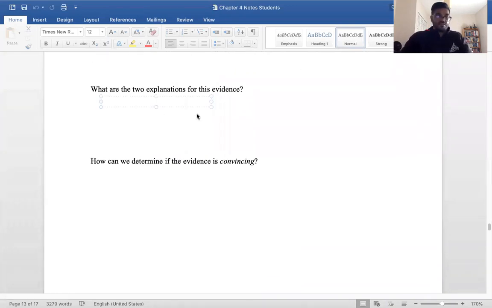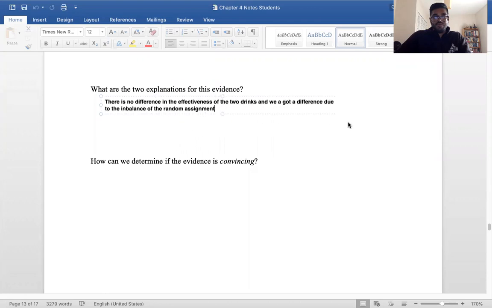What are the two explanations for evidence? So the first one: there is no difference in the effectiveness of the two drinks, and we got a difference due to the imbalances of the random assignment. Basically, when you have random assignment, both groups are not going to be exactly the same. So if your differences are so small that it could have just happened because one group is slightly different than the other, then there's no difference. Then we're not going to say that this is convincing.